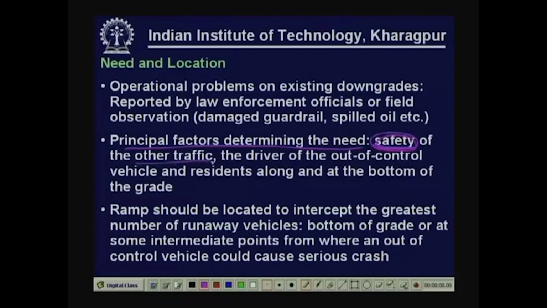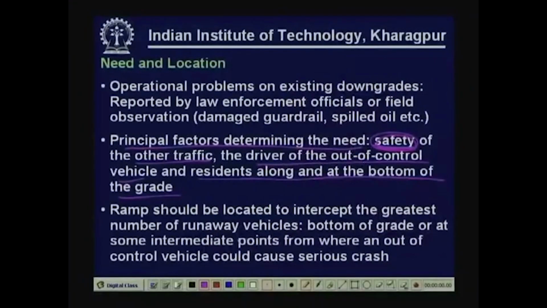Safety of other traffic, safety of the driver of the out of control vehicle, and also safety of residents along and at the bottom of the grade. So, it is safety of the other traffic, safety of the driver of the out of control vehicle, and safety to other residents who are residing or using the abutting road length. So, that safety is the major factor in justifying emergency escape ramps.